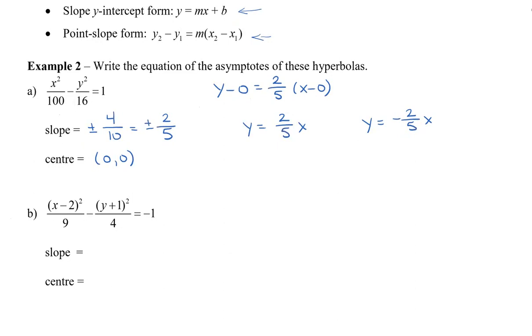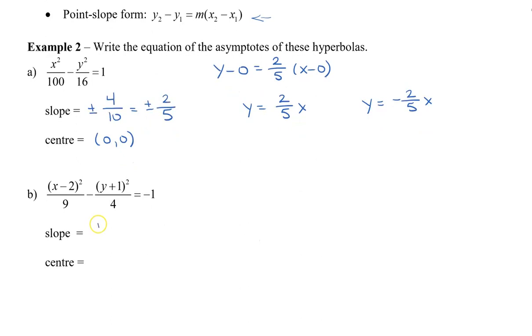All right, let's take a look at one more where the center is not at the origin. So here we have plus or minus the square root of 4, which is 2, and the square root of 9, which is 3. So our slope is plus or minus 2/3. And then our center is 2 and negative 1, because remember we take the opposite number of what's in the brackets. So our first one, we're going to have y plus 1 equals 2/3, and then x minus 2.